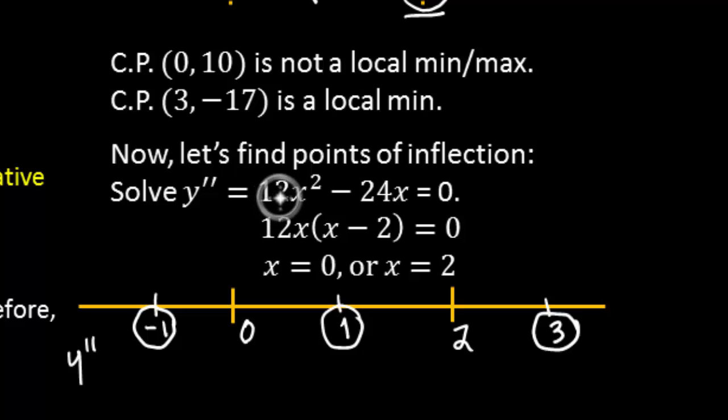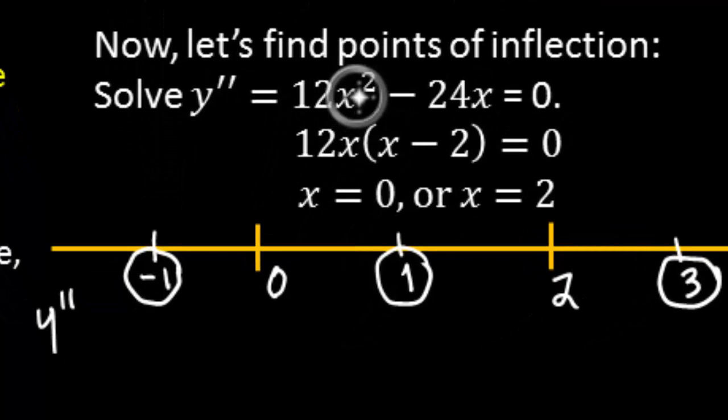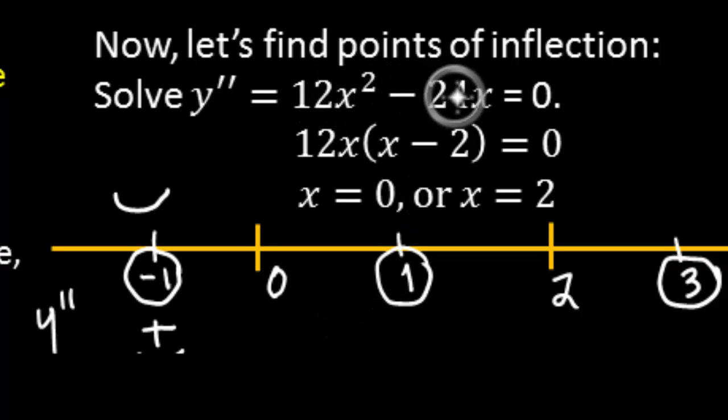Okay, so y double prime of -1 is what? That's going to be 12 times -1 squared, which means it's positive 12, minus 24 times -1 will give us positive. So this is positive, y double prime is positive. We have a concave up occurring. Now what about y double prime at 1? So that will just be 12 times 1 minus 24 times 1, which makes this whole thing negative.